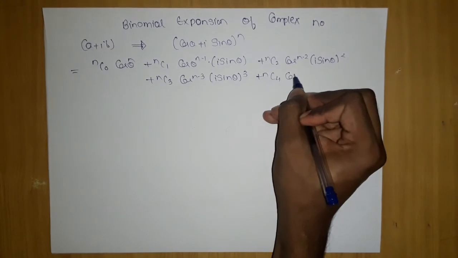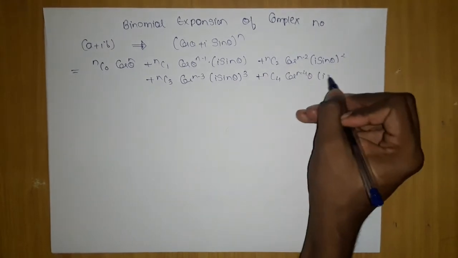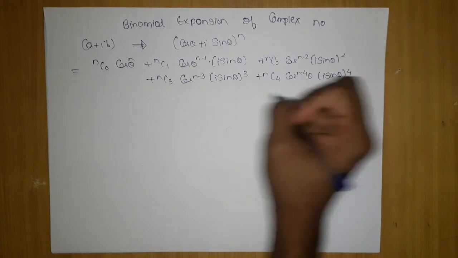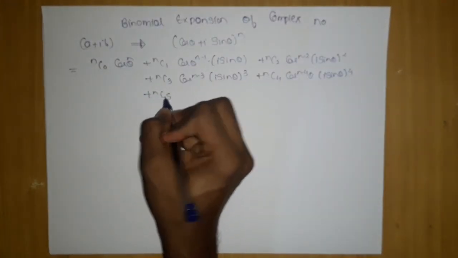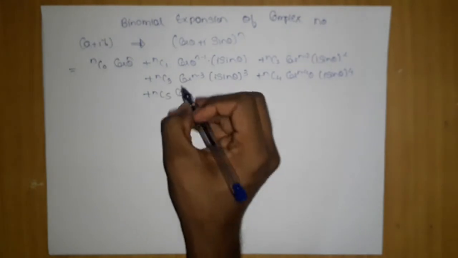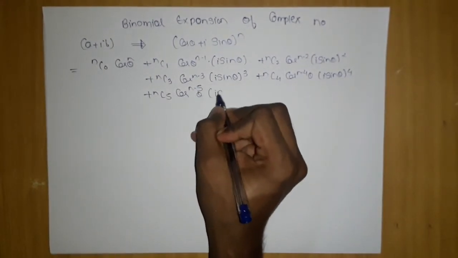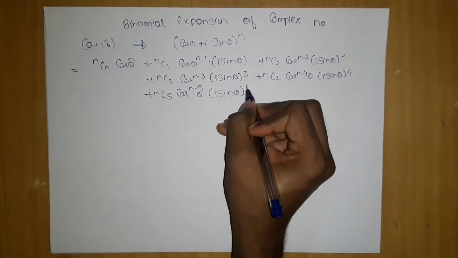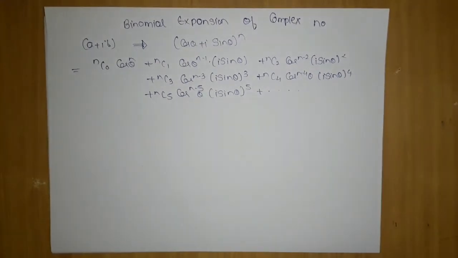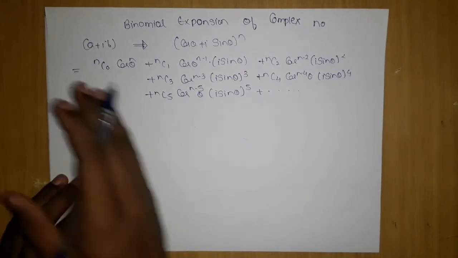nc4 cos theta power n minus 4 into i sin theta power 4, and nc5 cos theta power n minus 5 into i sin theta power 5, and this will go on till n. Since we don't know whether n is even or odd, we don't usually write that, because we have to write it in the format of minus 1 power n, where n being even or odd will decide its sign. But for the time being we are getting this result.